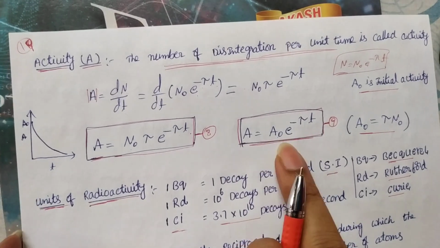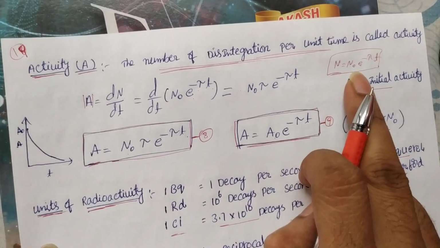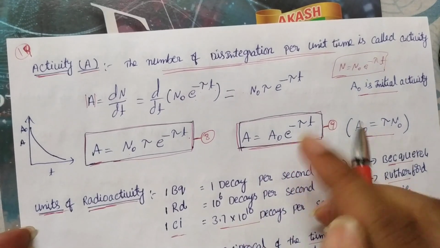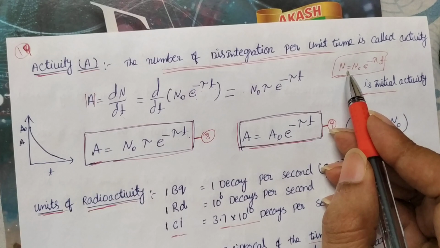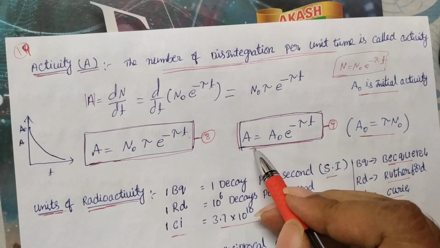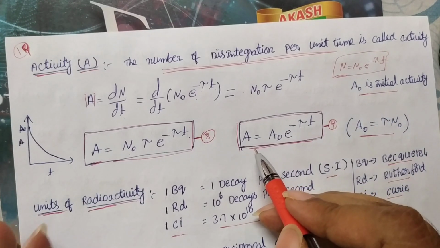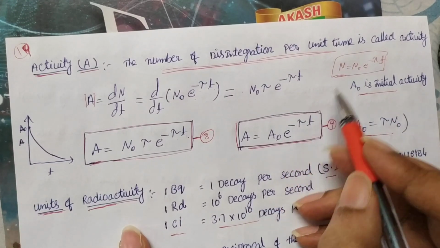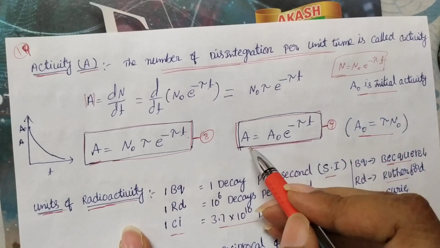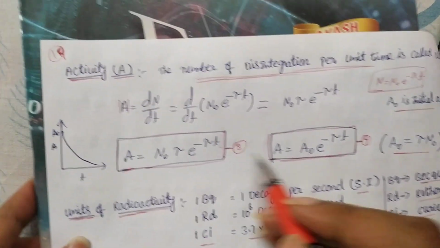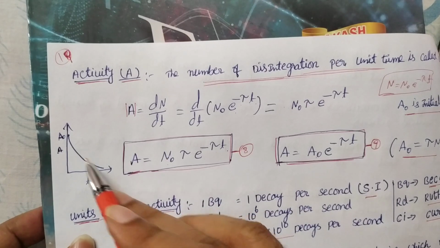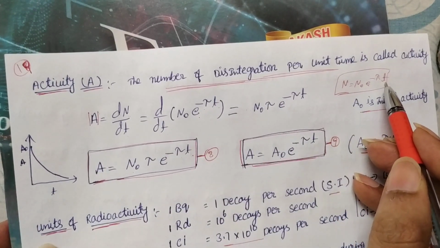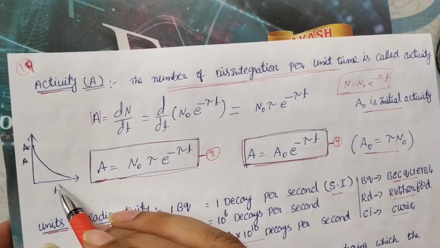This equation is quite similar to this one. N is equal to N naught into e power minus lambda t, and A is equal to A naught into e power minus lambda t. But this shows how the number of nuclei is decreasing, and this shows how the number of disintegrations per second is changing. Initially more nuclei are there, so more activity. Now the number of nuclei decreases, so activity also decreases. The graph is the same, only an exponential graph we get. Just as we get the graph for N is equal to N naught into e power minus lambda t, a similar graph we get here also.